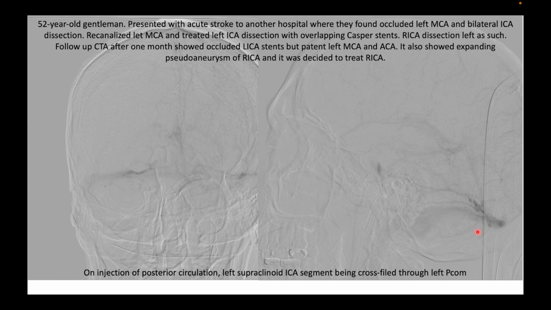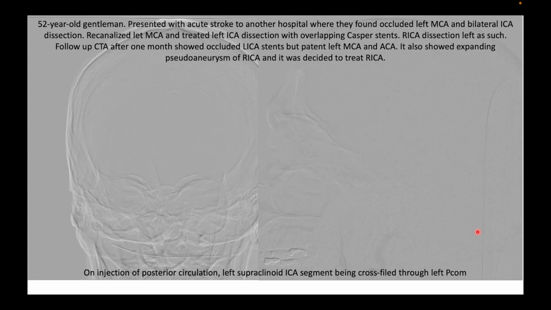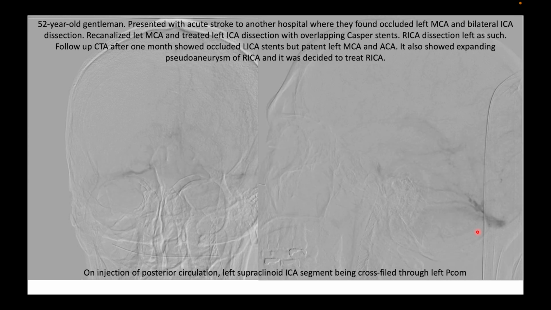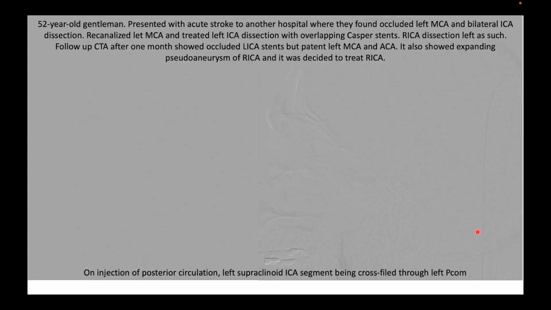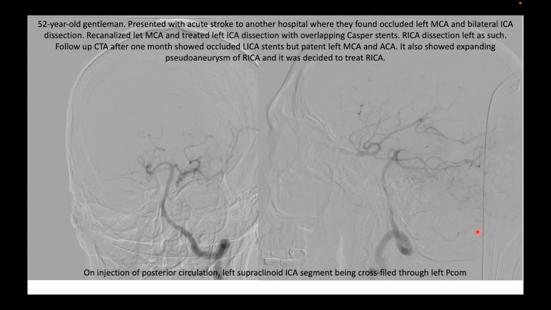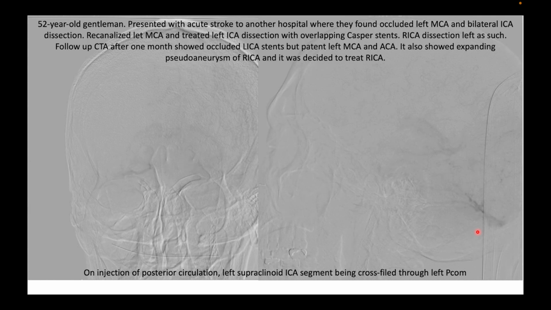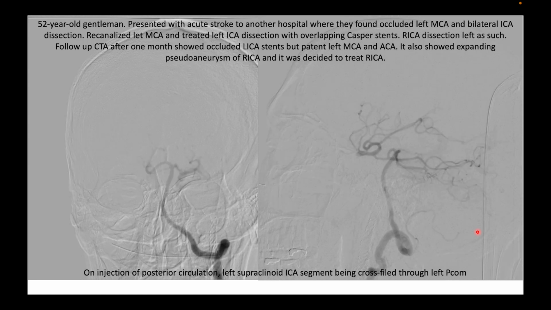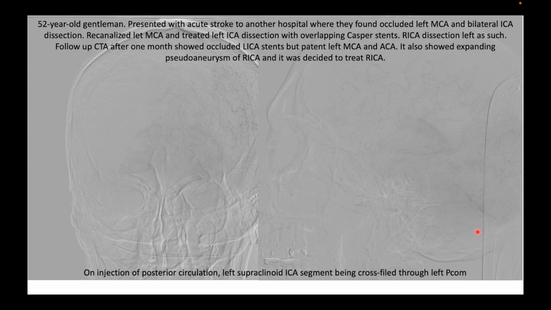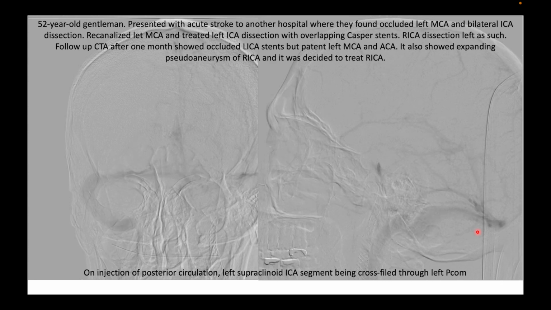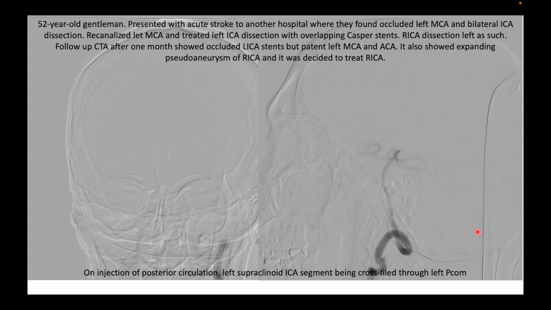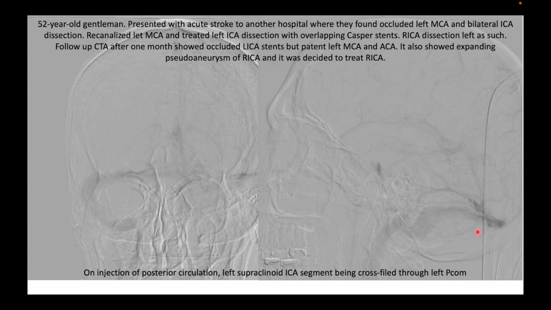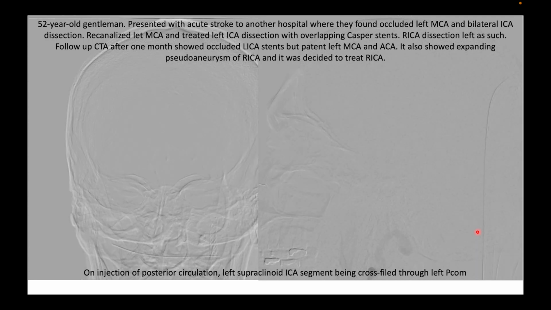This is a 52-year-old gentleman. He presented with acute stroke to another hospital where they found an occluded left middle cerebral artery and bilateral ICA dissection. They recanalized the left MCA and treated the left internal carotid artery dissection with overlapping Casper stents. The right internal carotid artery dissection was left as such. On follow-up CT angio after 1 month, it was seen that the left internal carotid artery stents were occluded, but the left MCA and ACA were patent as they were being cross-filled through the left PCOM, through the left supraclinoid ICA segment.